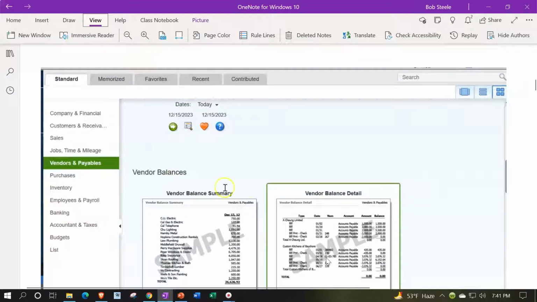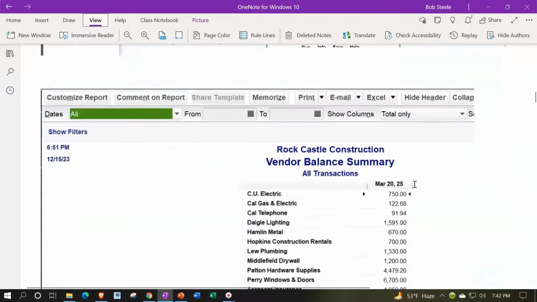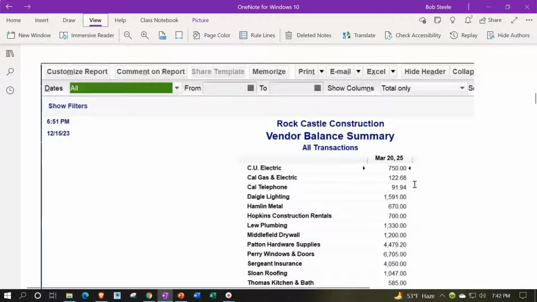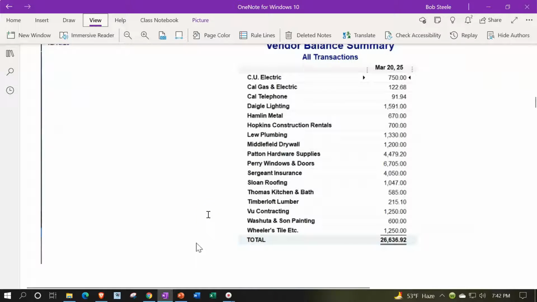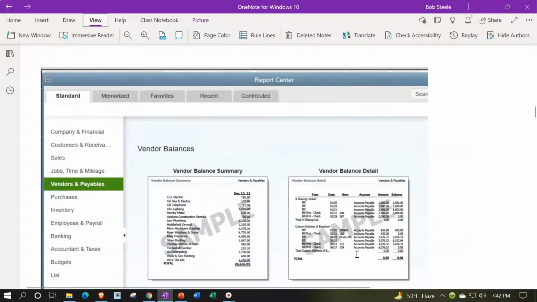So if we go to the report center and we go to vendors and payables, we've got the reports that in essence support the balance sheet account of accounts payable. We've got the vendor balance summary, the vendor balance detail here. First looking at the vendor balance summary, a classic kind of subsidiary ledger type of report, breaking out the accounts payable by who we owe the money to. $26,636.92 should add up or tie out to the balance sheet.